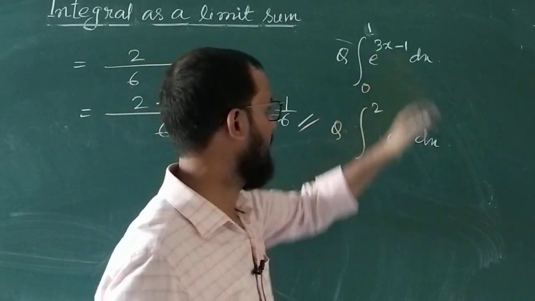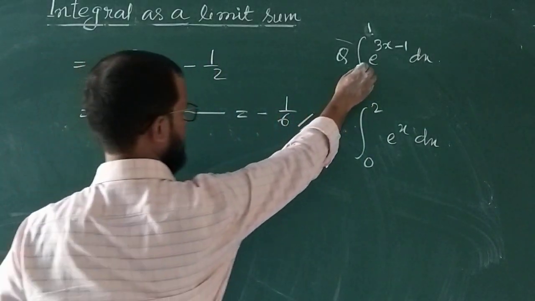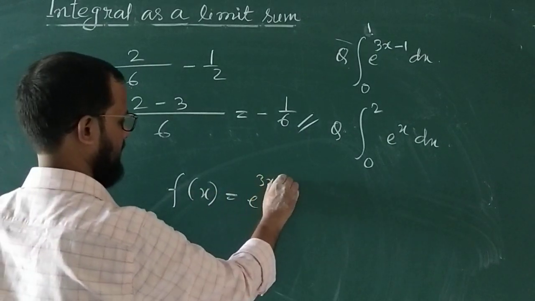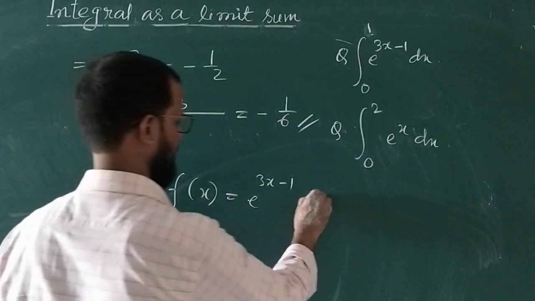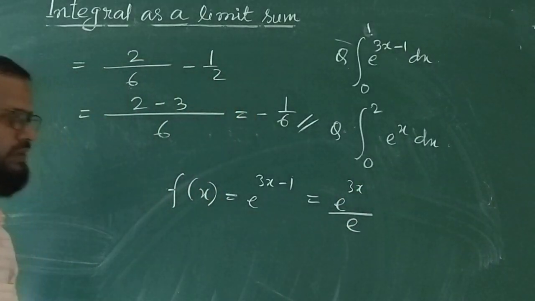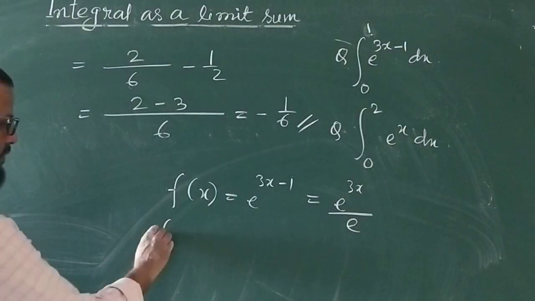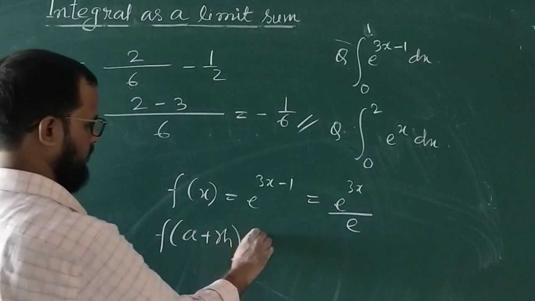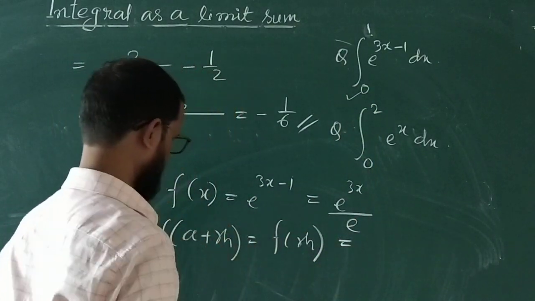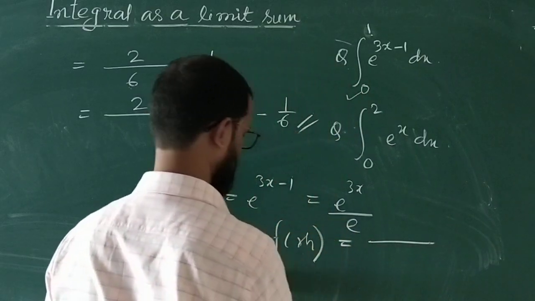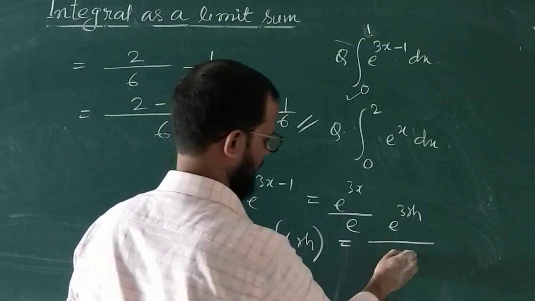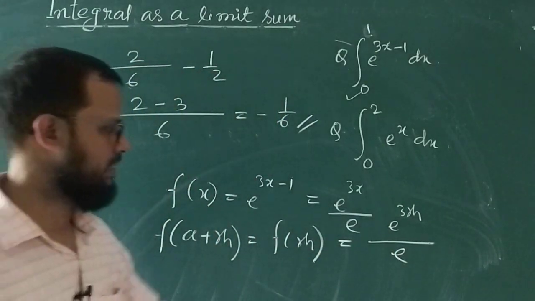Understood? In this, what will we do? Let me give you a hint for this question. f of x is e to the power 3x minus 1. Understood? Which can be written as e to the power 3x by e. And whenever you are going to find f of a plus rh, what is your a? a is 0. It becomes f of rh, which can be written as e to the power 3rh, x is replaced by rh divided by 3. Okay, so it will be very easy for you.